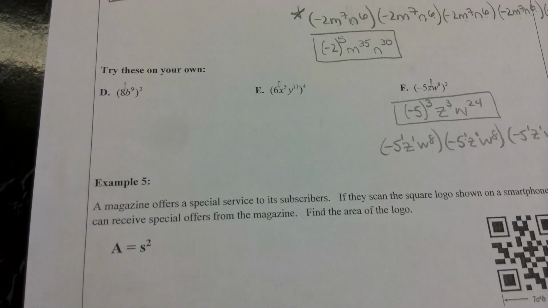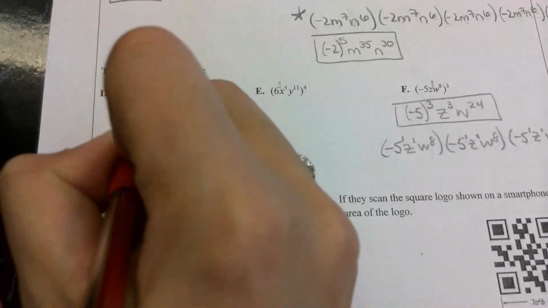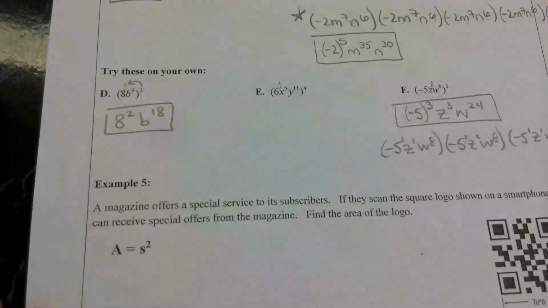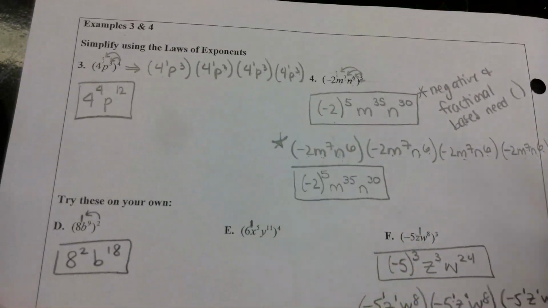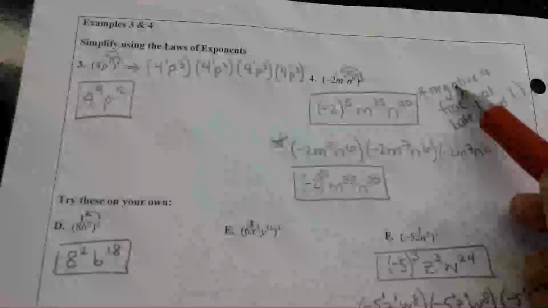For this one, you've got parentheses or no? You don't need the parentheses in this one because you don't have any negative bases. So you could simply write this as a squared b to the 18th. You only need the parentheses when you have a fractional or negative base.